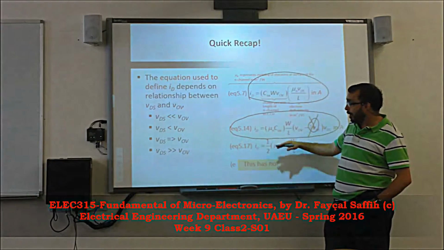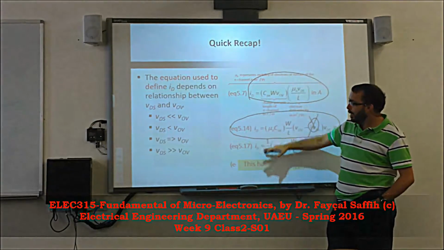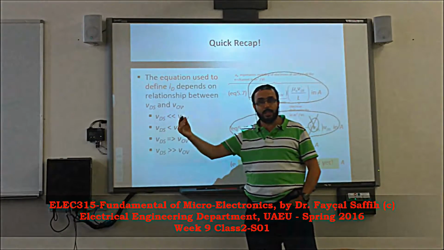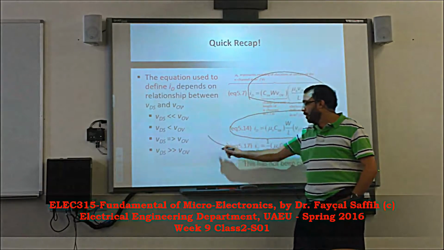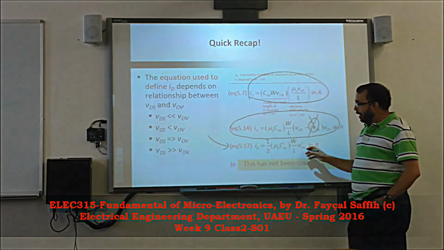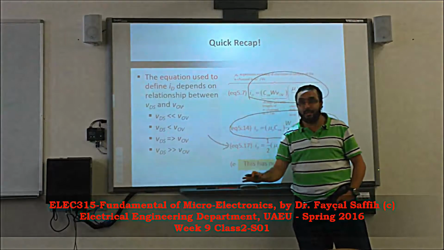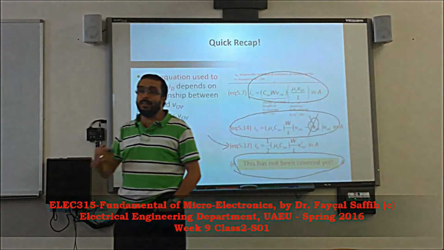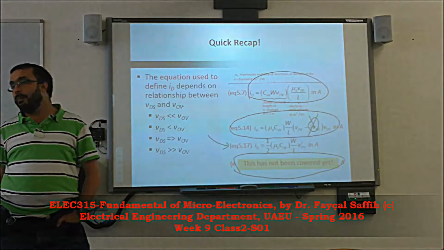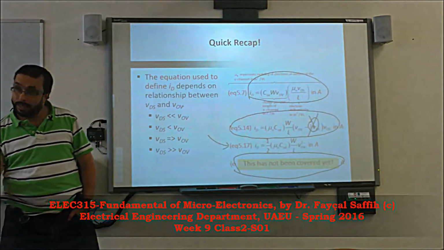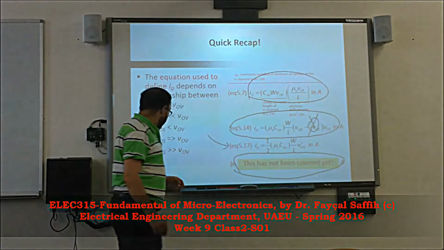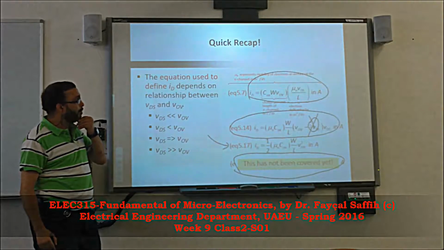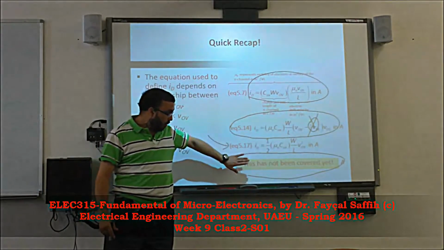Now the second one is a totally different story: the saturation, when VDS is above the overdrive. Once it reaches saturation, I use this equation, which is independent of VDS for now. And that's the equation here. When the overdrive is less than VDS, so VDS is way above the overdrive, what will happen? That's the question that we will try to answer later on. Okay? There is an equation there. We'll talk about it later.